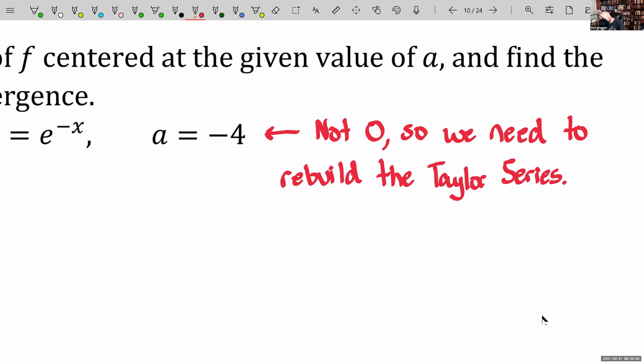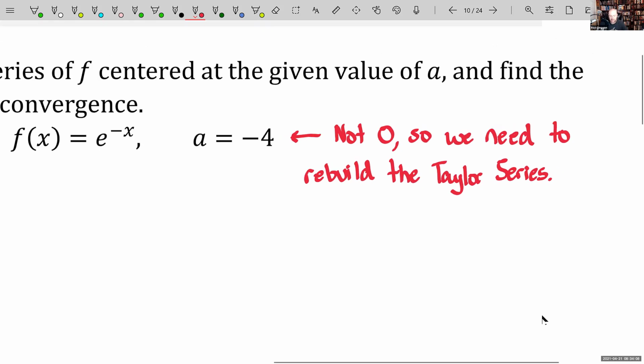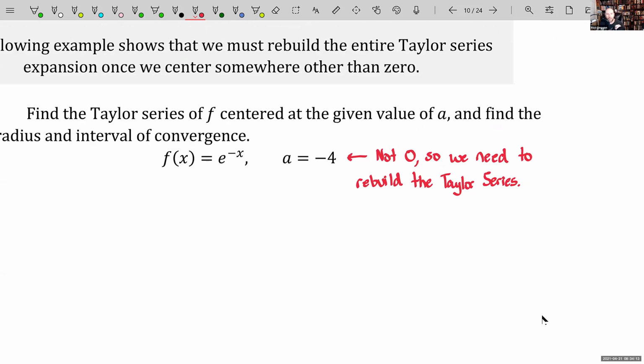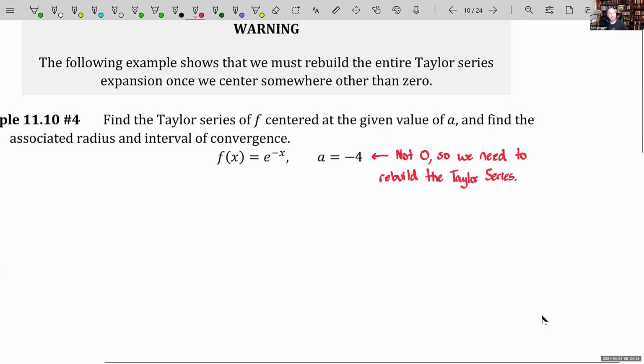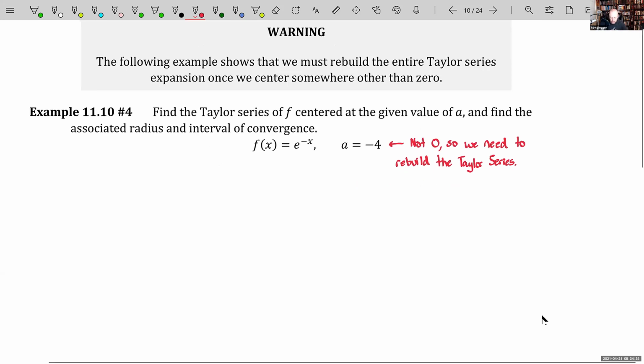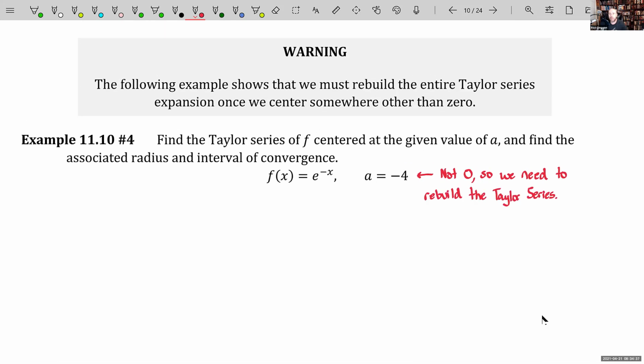such as life. We will have a lot of Taylor series that we're going to prove, but they're all centered at zero with the exception of one. The natural log is actually centered at one, I think, but whatever. For the rest of our power series, we're centering them at zero for our proofs. So all of our theorems are centered at zero. So again, that warning above says the following example shows that we must rebuild the entire Taylor series expansion once we center somewhere other than zero. So let's go ahead and do that.